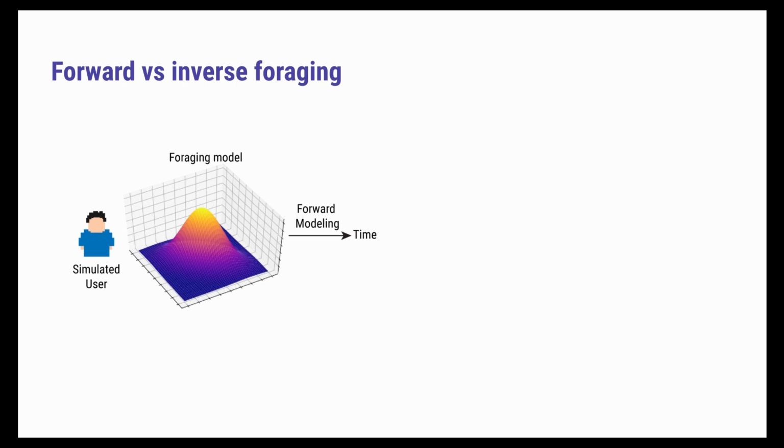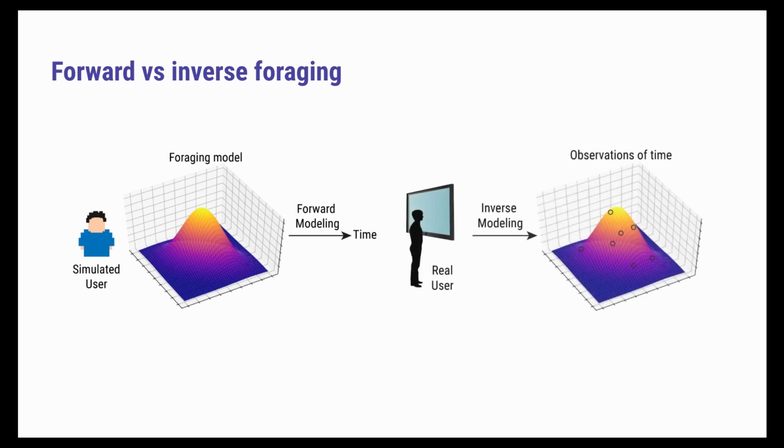Models can be applied in different ways. Normally, we create a model and simulate user behavior in the so-called forward modeling shown on the left. Our inverse foraging approach instead employs real-world data and fits model parameters to find the optimal values of interest. In other words, instead of going from the model to the data, we go from the data to the model.